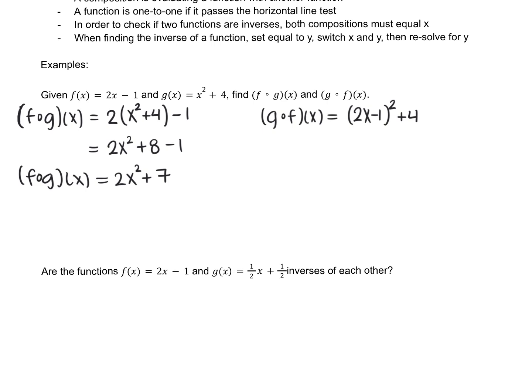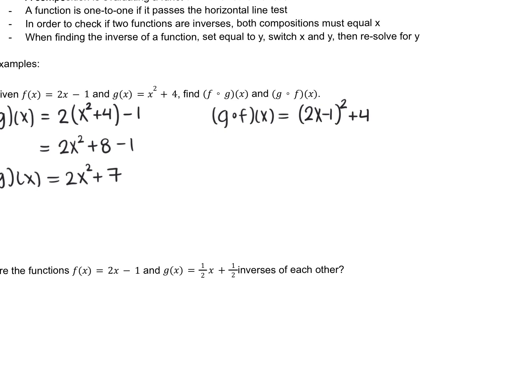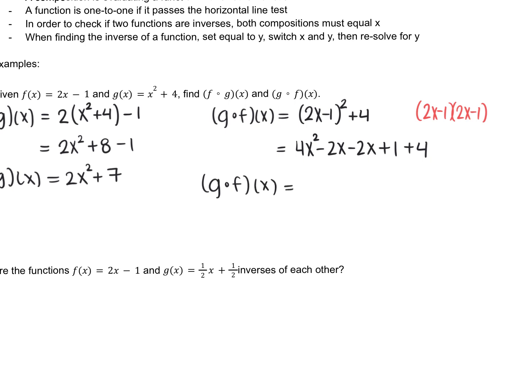Remember, if I have 2x minus 1 squared, I have to expand it. I have to do 2x minus 1 times 2x minus 1. So I have to distribute. So we're left with 4x squared minus 2x minus 2x plus 1, and then we still have our plus 4. And combining like terms, we're going to get 4x squared minus 4x plus 5.